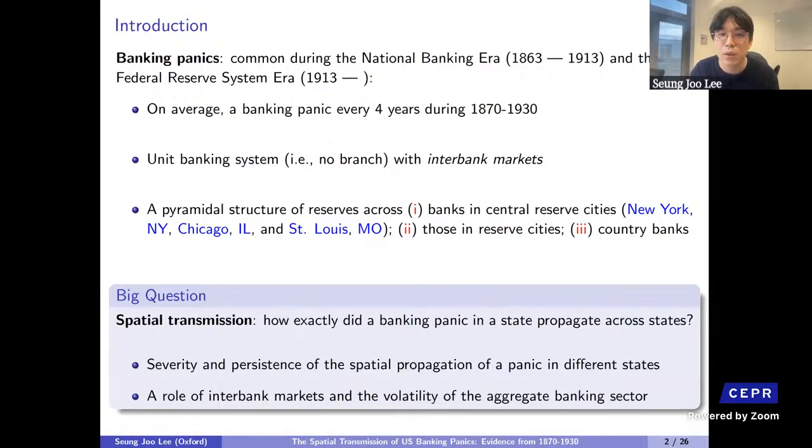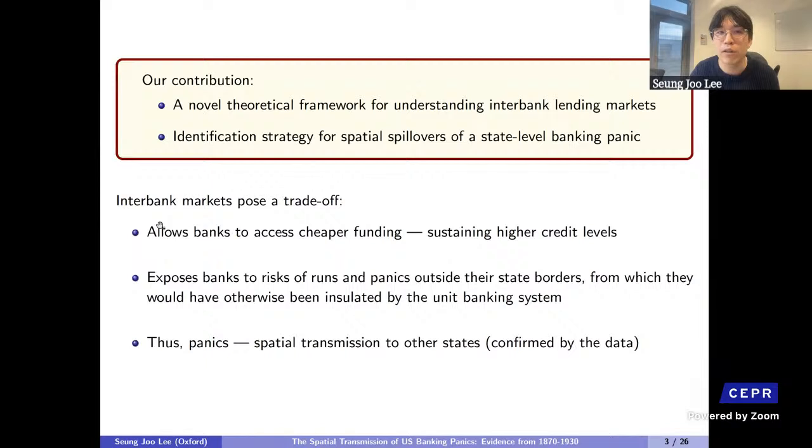Our contribution is that we provide a novel theoretical framework for understanding the interbank lending market, and on the empirical side, we provide, I think, a quite convincing identification strategy for spatial spillovers of a state-level banking panic across different states in the United States.